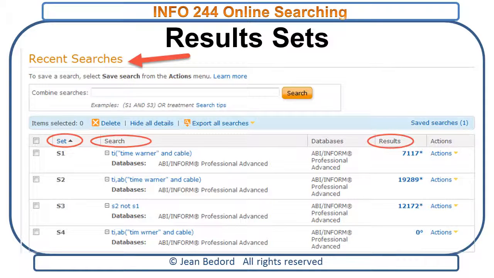In the last set, I've deliberately made a mistake, so there are 0 results. This is my clue to go back and fix the syntax. That's why I prefer to break up complex searches into smaller queries that are easier to troubleshoot. I'm always reviewing the number of results in each set to see if they are reasonable.